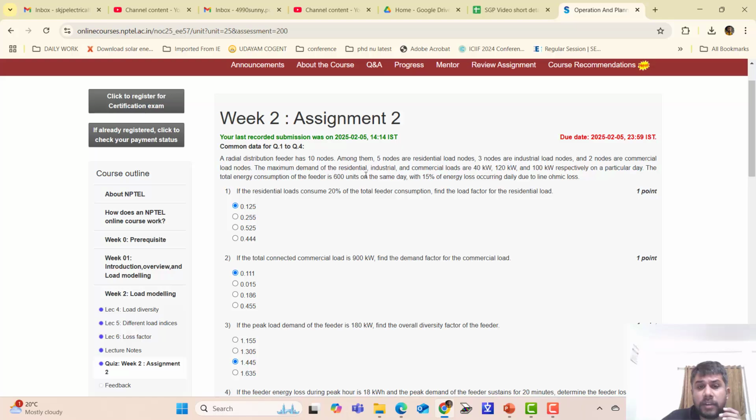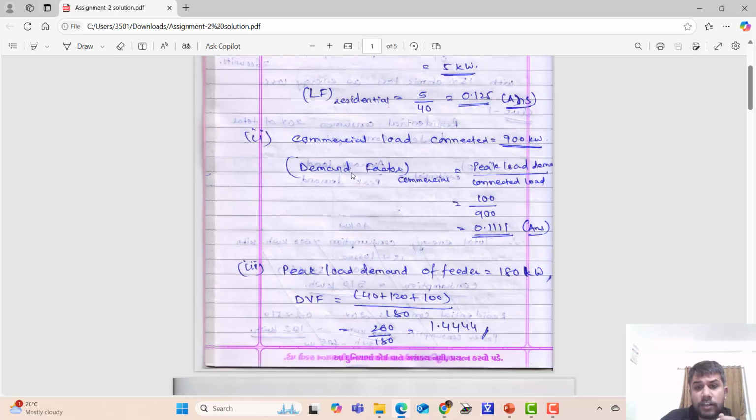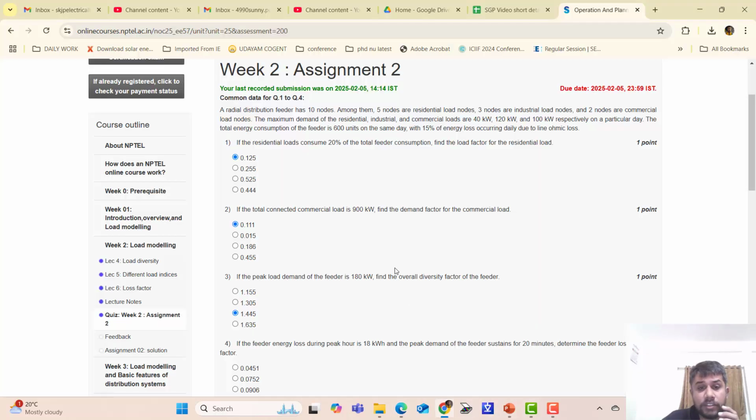See, 40 is the maximum demand of the residential consumer. Second, if the connected load on the commercial load is 900 kilowatt, find the demand factor. The demand factor can be calculated like this: the commercial peak load demand is 100 and the connected load is 900, so 0.1111 is the answer. The industrial load is 120 and the commercial is 100. So for the commercial load, 100 divided by 900 is equal to 0.111.